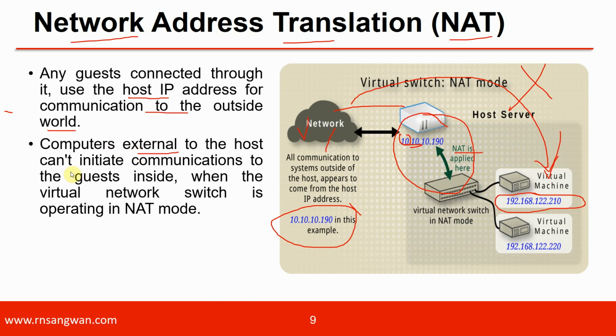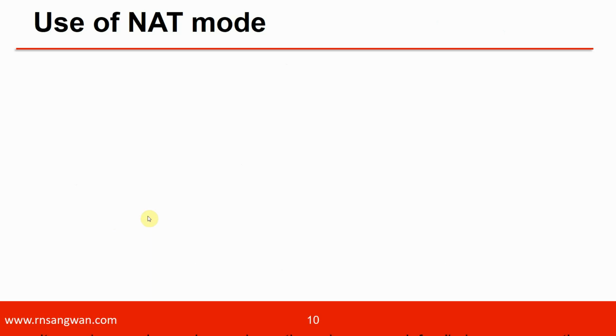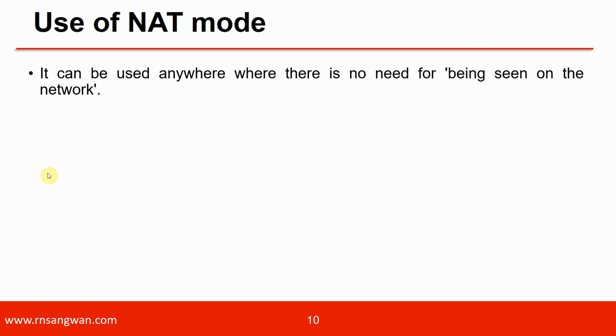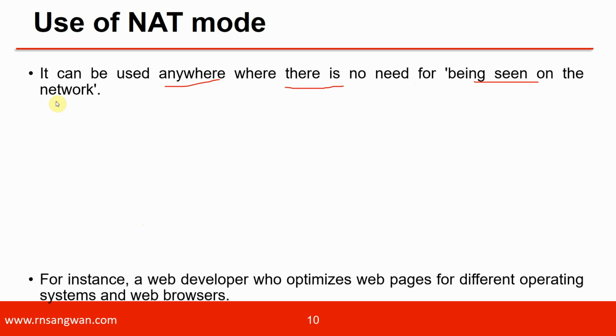Computers external to the host can't initiate communications to the guest inside when the virtual network switch is operating in NAT mode. What are the uses of NAT mode? It can be used anywhere where there is no need for being seen on the network.